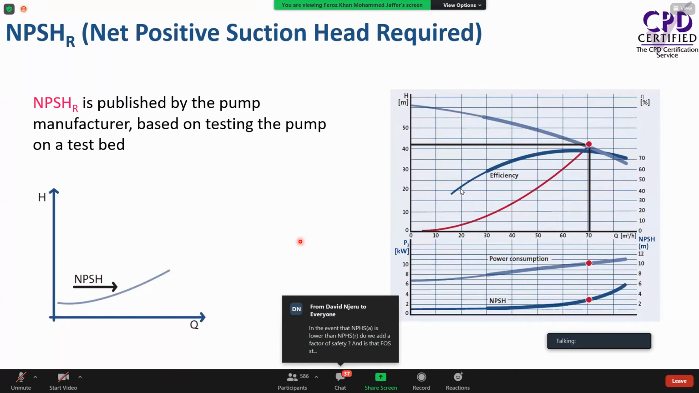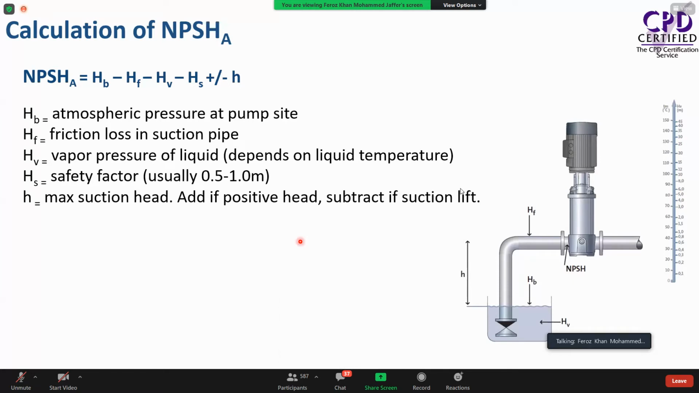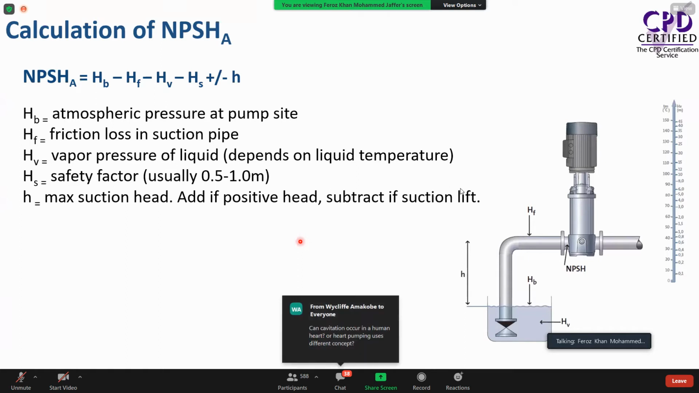So let's look at how to calculate the NPSH available. Required will be given by the pump manufacturer, but the people who are at site or who are making the intent, they will have to find what is available. This is the formula which is used to calculate net positive suction head available.